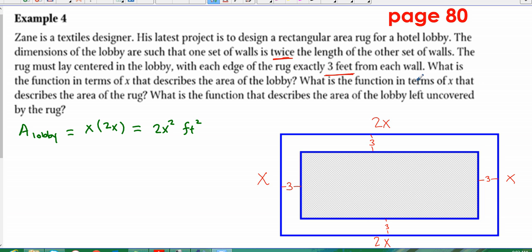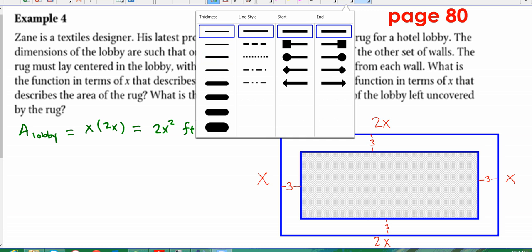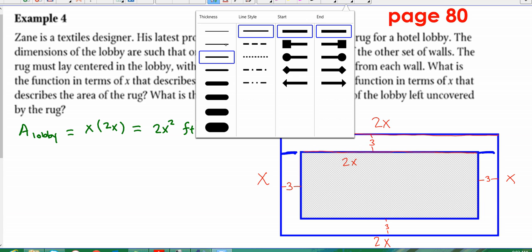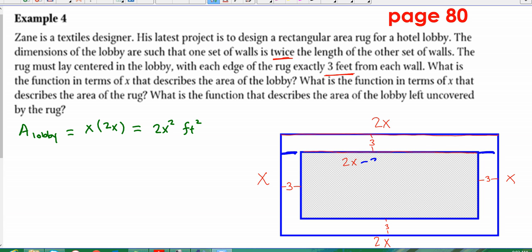The next question says, what is the function in terms of x that describes the area of the rug? Well, the rug is the center rectangle, so we need to find the length and the width of that rectangle. So we know that the entire length from here to here is 2x, but this is actually shorter. So in order to get this length, we need to take that length of 2x, and we need to subtract this length of 3 and this length of 3. So that means we're going to have 2x minus 3 minus 3. So that length is actually 2x minus 6.